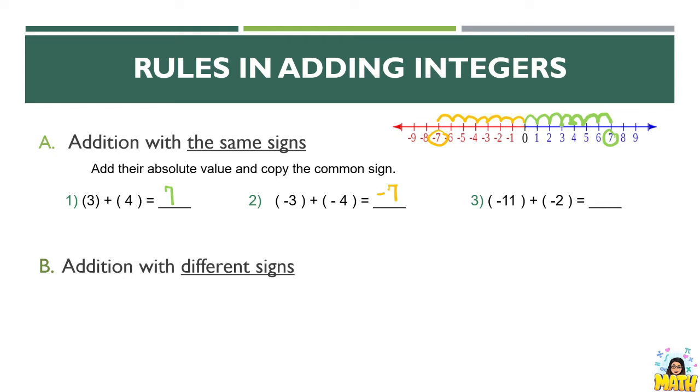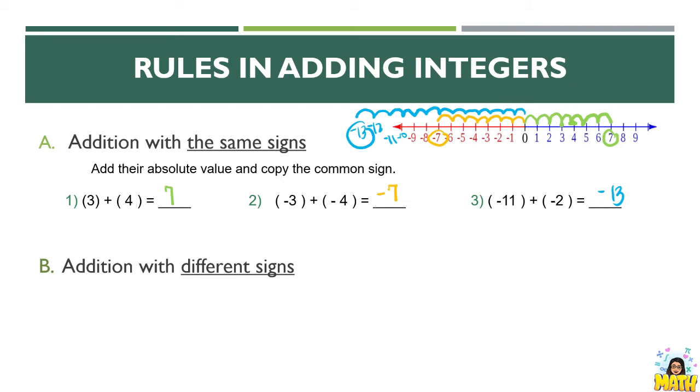Number 3, we have negative 11 nasa left. 1, 2, 3, 4, 5, 6, 7, 8, 9, 10, 11. And then negative 2, 1, 2. So that is negative 13. So this time, gamitin natin ang rule and solve it properly.